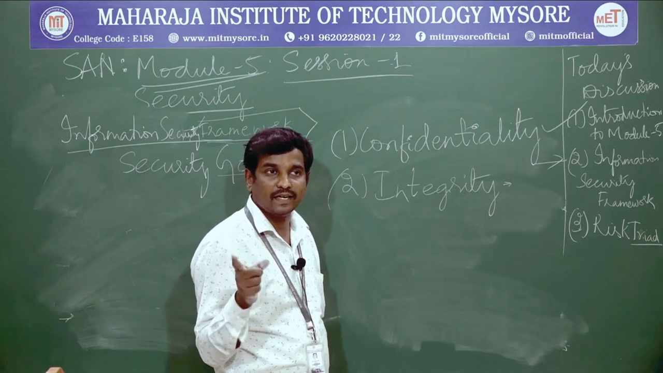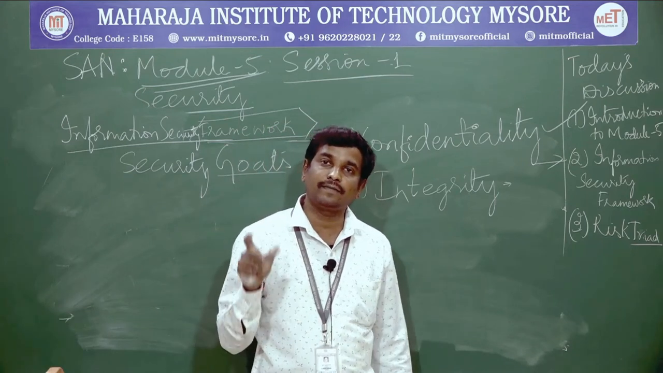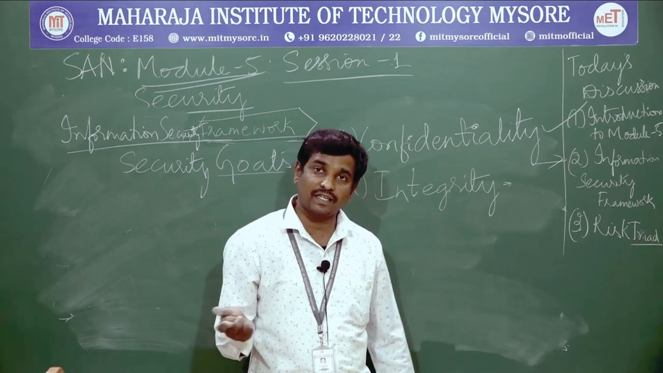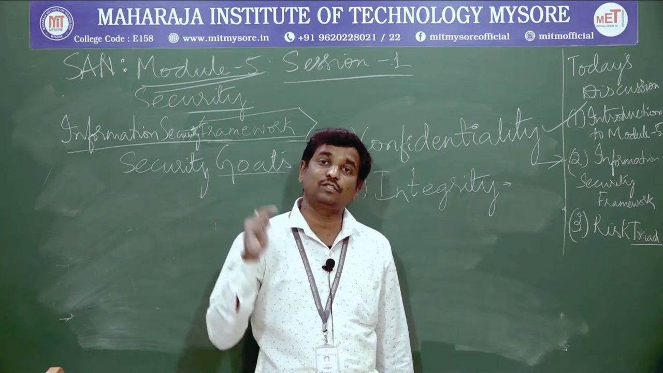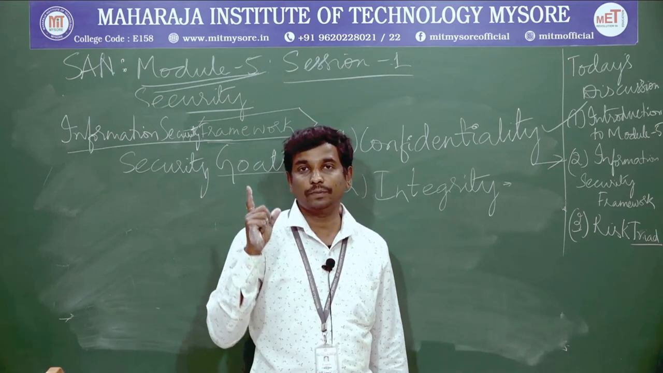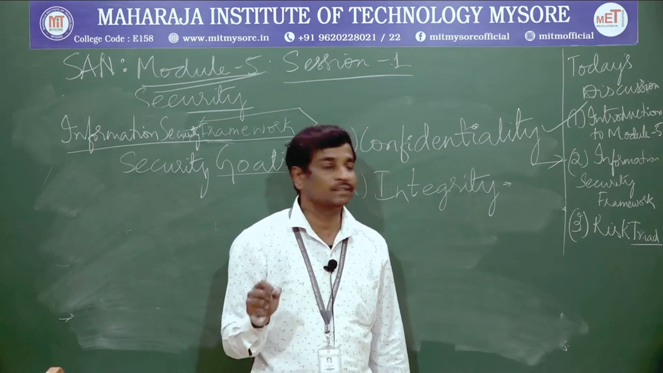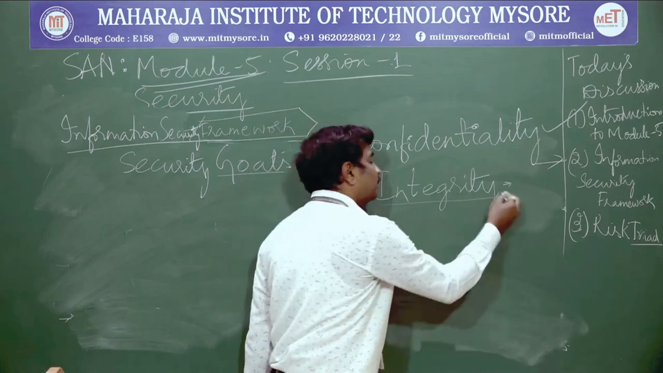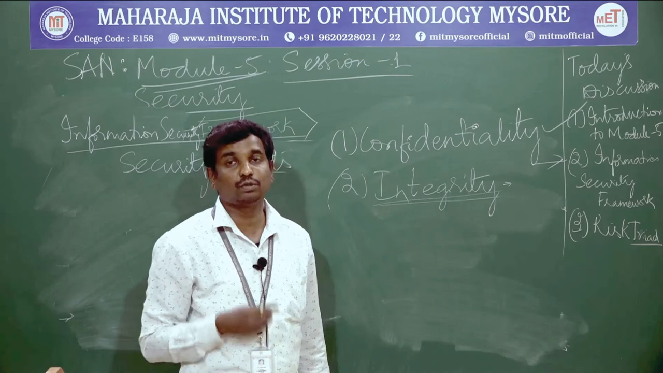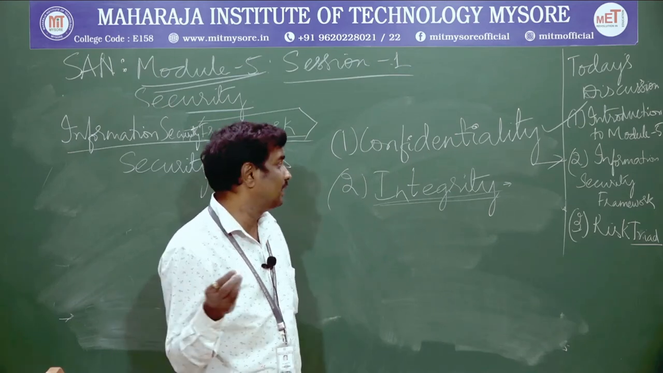If an unauthorized person is accessing unrelated data, unauthorized data, and is trying to modify the data, it has to be intimated, it has to be protected, and access has to be denied. So protecting against unauthorized persons changing the information is called integrity.